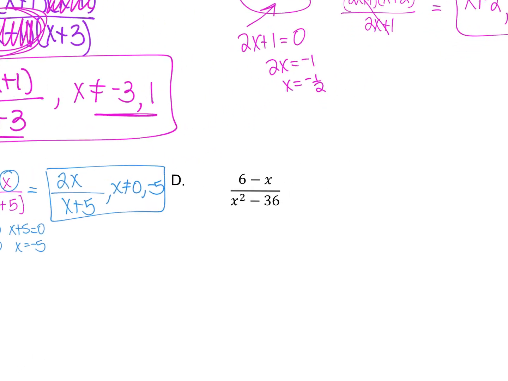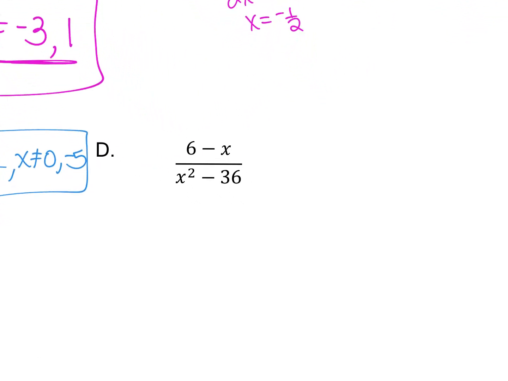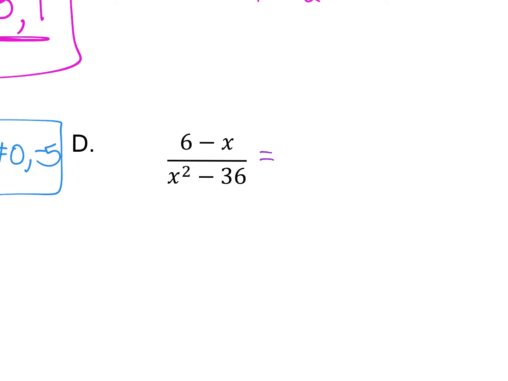All right, looking at D. Notice here we have 6 minus x on the top. It's a binomial. Notice they don't have anything in common. And it doesn't have a squared or a cube, so I'm just going to rewrite it. It can't be factored. Now looking at this one, notice I have an x squared minus 36. They don't have a GCF, but they do have 2 terms, so we check for difference of squares. Notice 36 is a perfect square, so is x squared. That simplifies to x plus 6 and x minus 6.